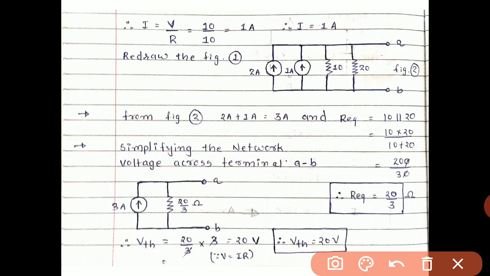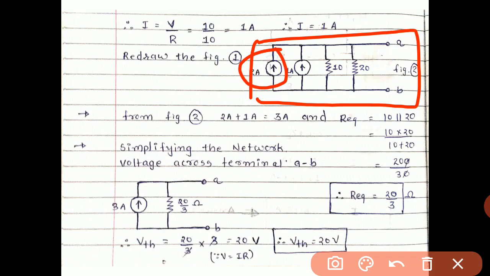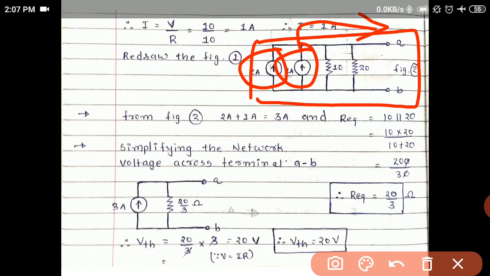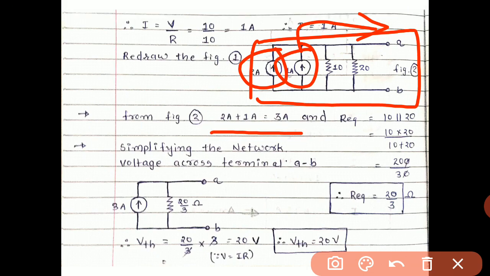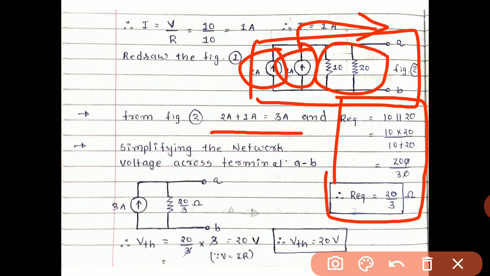So from figure number 2, we have to develop this figure. From this figure we can clearly see that the 2 ampere and 1 ampere sources are both in parallel, so their total flows into this circuit. We can write 2 ampere plus 1 ampere, that is 3 ampere over here, and the 10 ohm and 20 ohm are both in parallel, so R equivalent of the two is calculated over here. Finally we get the value of R equivalent, that is 10 parallel 20, which is 20 divided by 3 ohm. So 3 ampere and 20 divided by 3 ohm, both are rearranged over here.